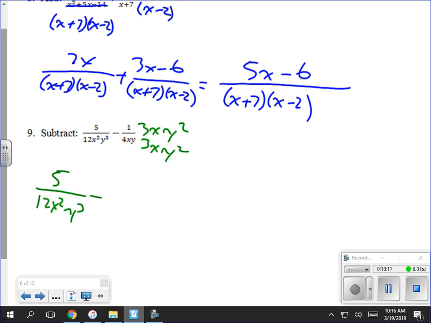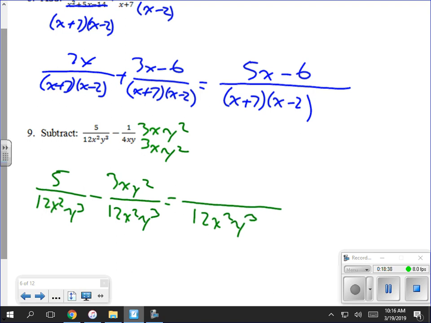My denominator, if I multiply this out, is 12x squared y cubed, 12x squared y cubed. Do 1 times that. Ooh, that's easy. 3xy squared. I have one common denominator. So my answer is going to be over 12x squared y cubed. And then I have 5 minus 3xy squared. I can't combine 5 and 3xy squared. They're not like terms. So that's what I have. 5 minus 3xy squared. Doesn't cancel, doesn't reduce, doesn't do anything.